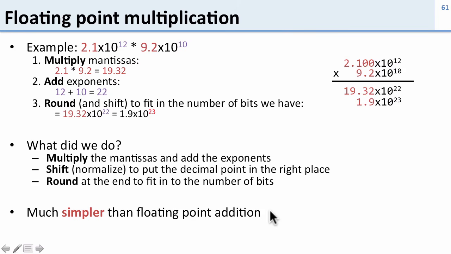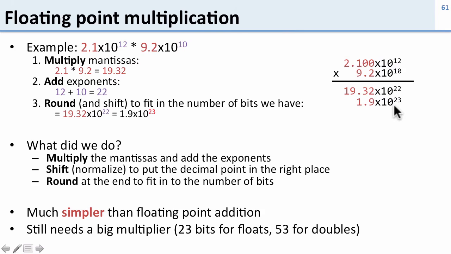So this is much simpler than floating point addition. There we had to shift the numbers beforehand in order to get the mantissa to fit. Here we just go ahead and do the multiplication and then make sure we end up in the right normalized format. So if you notice here we did the multiplication, we ended up with 119.32, and if we wanted to have only one digit before the binary point, we'd have to shift it over to make it normalized. So even though this is simpler, we still need a big multiplier. So we need to be able to multiply the mantissas. We talked about how there were 23 bits for the mantissa, so we need a 23 by 23 bit multiplier.